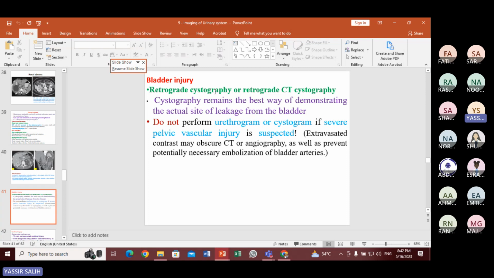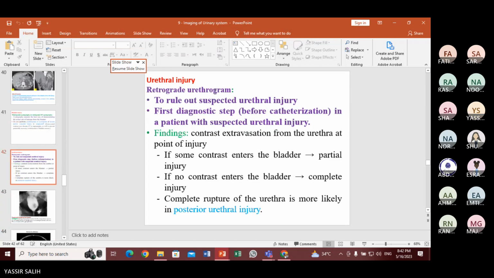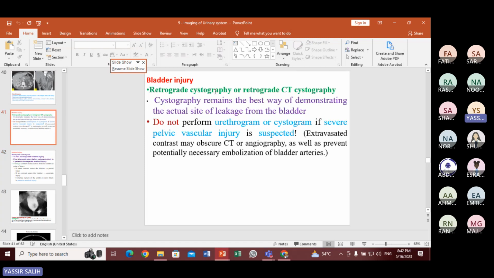To assess whether there is a bladder tear or injury, meaning perforation, tear or injury of the bladder, we must fill it with contrast to know if there is extravasation or leakage of contrast or not. We don't do it without contrast; there must be contrast for suspected bladder injury. Now, if we have a urethral injury, what is the best?